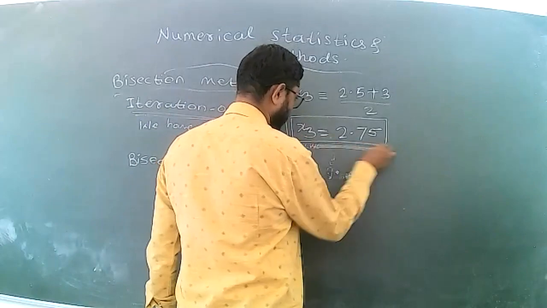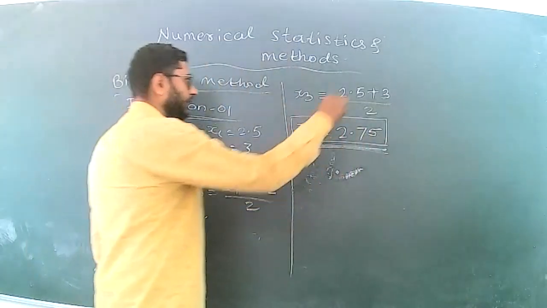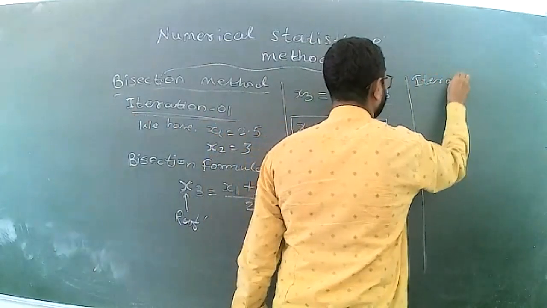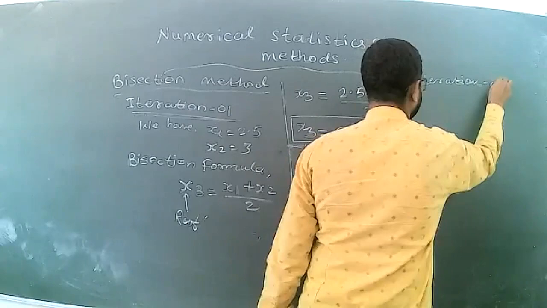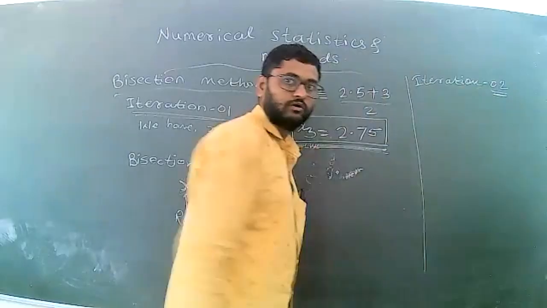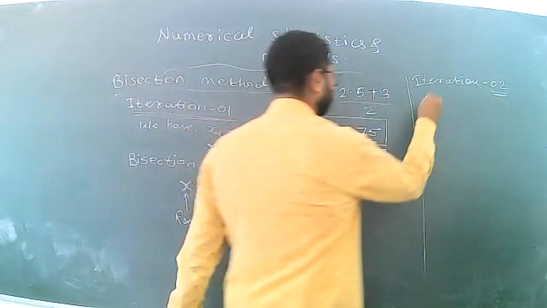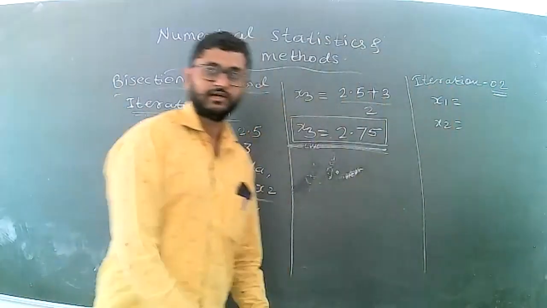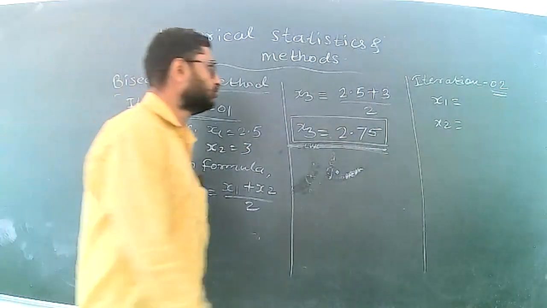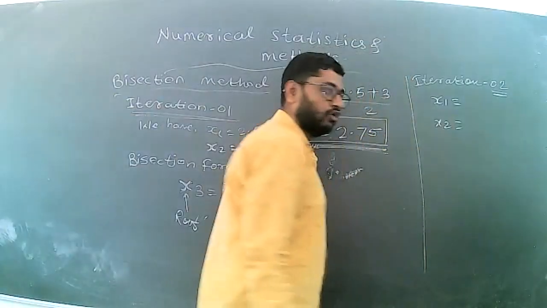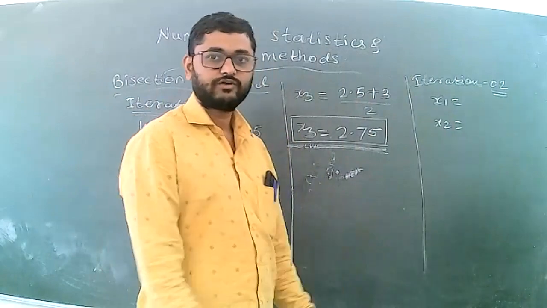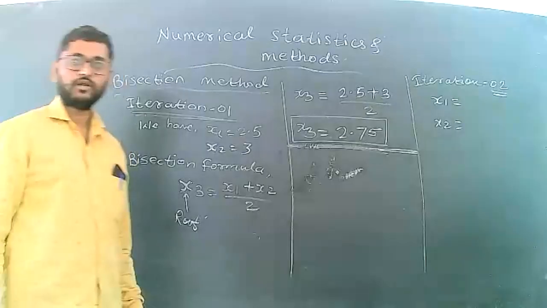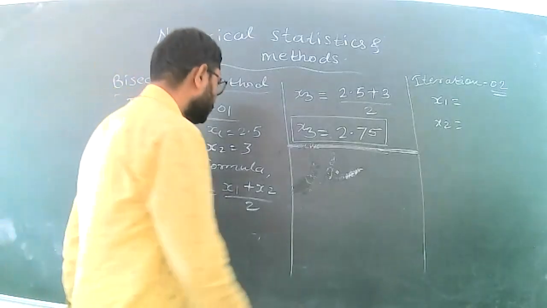But the question is, when we start for iteration 2, what are the values of x1 and x2? These values are changed. Either x1 changes or x2 changes. These are the initial guesses to find the further new root of the equation. And how do we find the new values of either x1 or x2?